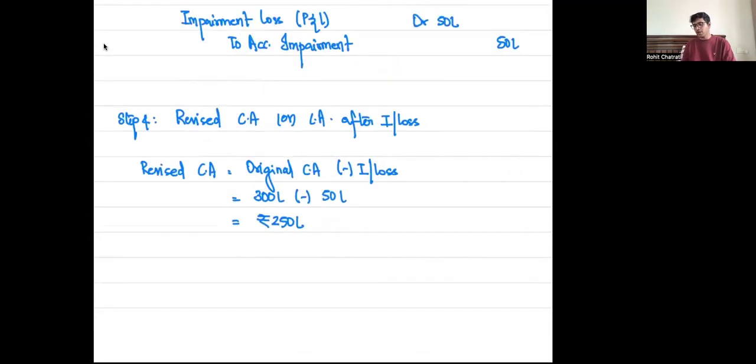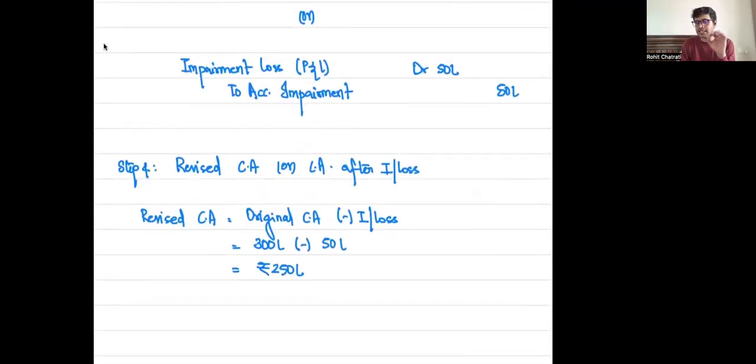Revised carrying amount is going to be equal to the original carrying amount, which basically represents the carrying amount before recognizing impairment loss, less impairment loss. The original carrying amount was given in the question as 300 lakhs. We recognized an impairment loss of 50 lakhs, and therefore the revised carrying amount is equal to 250 lakh rupees. All right. In the books, before we recognized impairment loss, the carrying amount of the asset was 300 lakhs. We recognized an impairment loss of 50 lakh rupees, and therefore we are left with a final carrying amount, or revised carrying amount, of 250 lakhs.